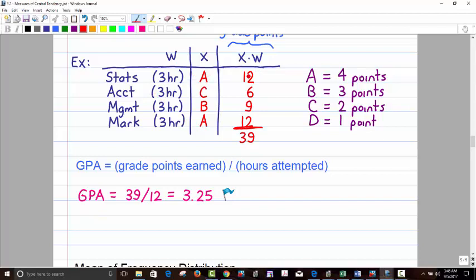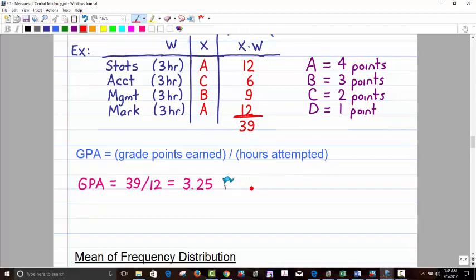So you got 12 grade points for the stats, 6 for the accounting, 3 times 3 is 9 for management, 3 times 4 is 12 for the marketing. Adds up to 39. 39 divided by 12 is 3.25.